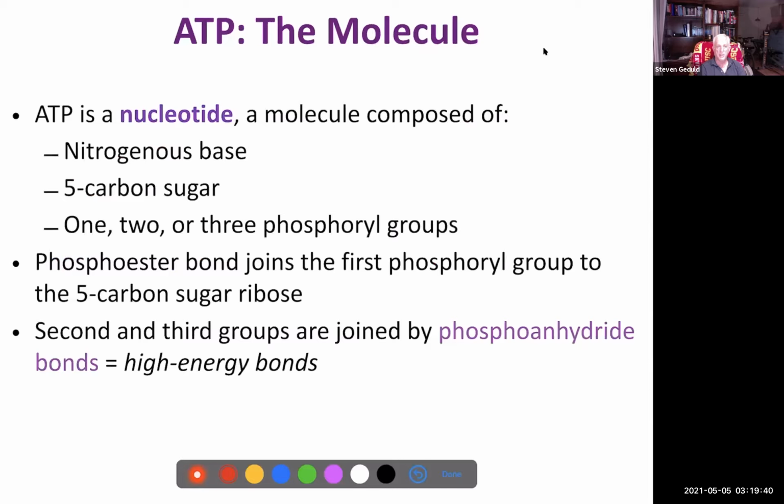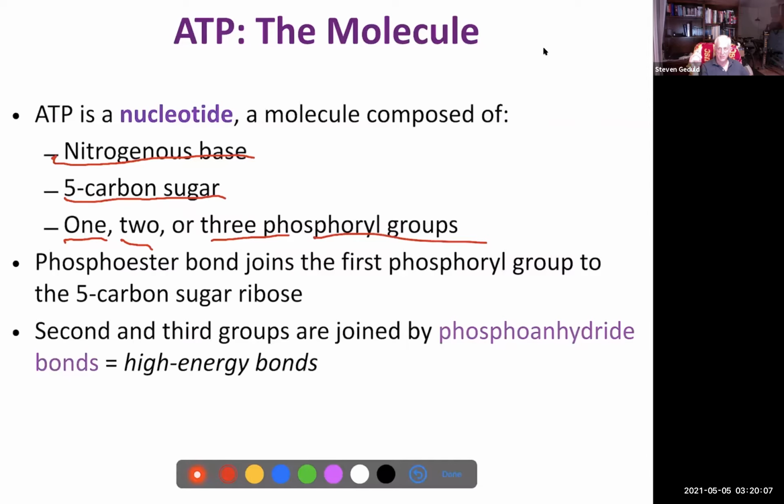ATP is a nucleotide, adenosine. It's a molecule of a nitrogenous base, which is adenosine, a 5-carbon sugar, and has 1, 2, or 3 phosphoryl groups. So adenosine monophosphate is 1 group. Adenosine diphosphate is 2 phosphoryl groups. Adenosine triphosphate is 3 phosphoryl groups. So the phosphoester bond joins the first phosphoryl group to the 5-carbon sugar ribose.